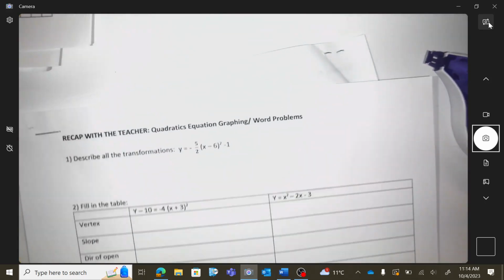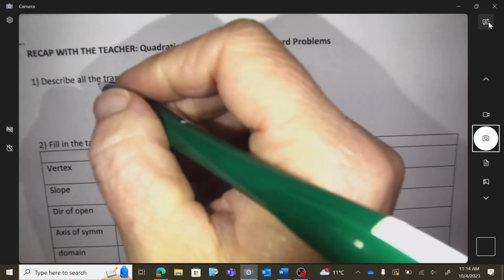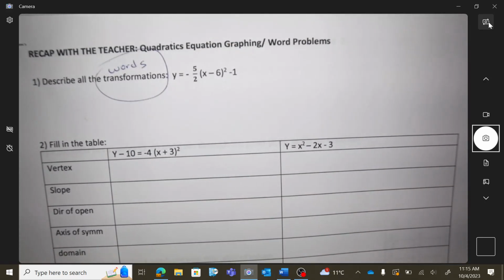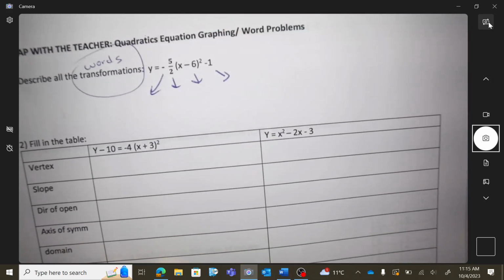Okay, number 1, describe all the transformations. So transformations are words. So can you think about words to describe what a parabola could do? How could it be maneuvered and moved around? So we're probably going to look at words like moving up and down, left and right. We could flip. We could change the arms by narrowing them or widening them. I need 4 answers to this question.